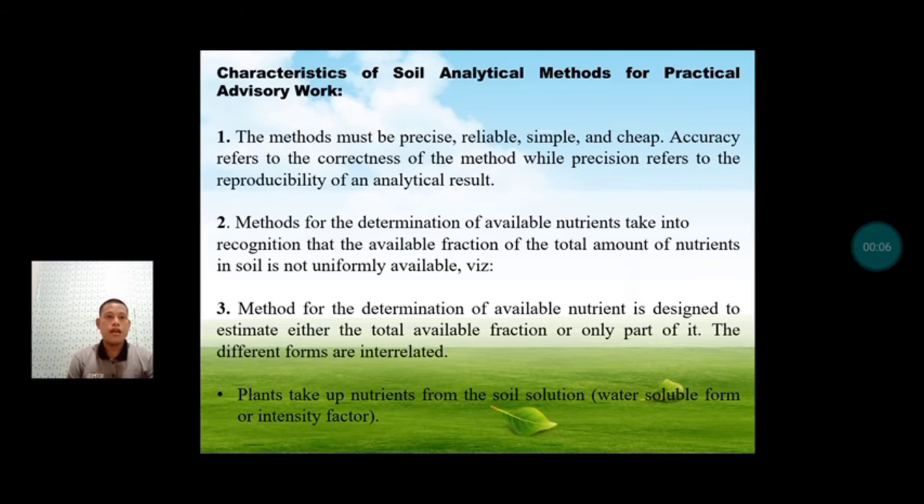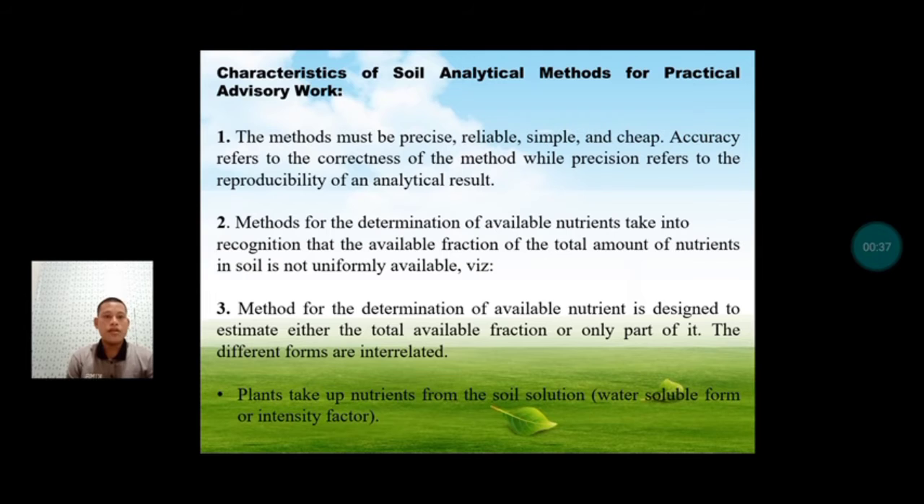Characteristics of soil analytical methods for practical advisory work. Number 1. The methods must be precise, reliable, simple, and cheap. Accuracy refers to the correctness of the method, while precision refers to the reproducibility of an analytical result. So, they must obtain correctness in analyzing the soil. Precise, reliable, simple, and cheap methods will help them to be accurate and to get productive results in soil analysis.